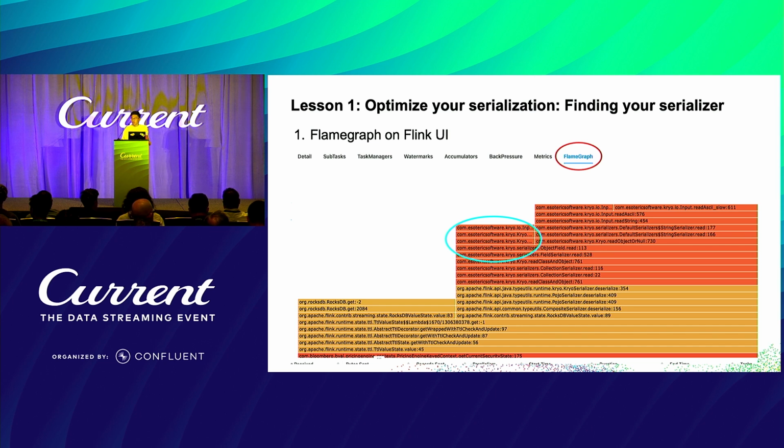Flame graph can be accessed on your Flink UI. Once you're in your Flink UI, if you click onto one of the operators, you will see a tab called flame graph if it's enabled. Once you click into this tab, you will get a graph that looks like this, where we have lots of rows. Each row represents one function that's being executed on your CPU. In this specific example, there are lots of functions labeled as Kryo. So what this tells us is that this example is using Kryo to do the serialization for us.